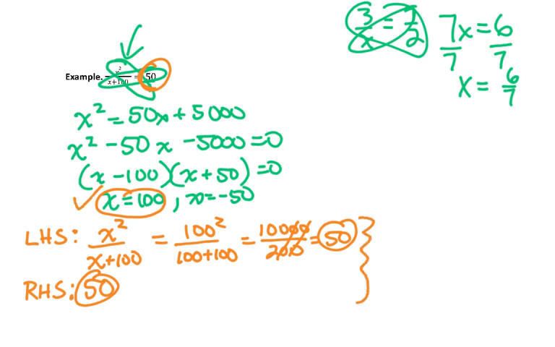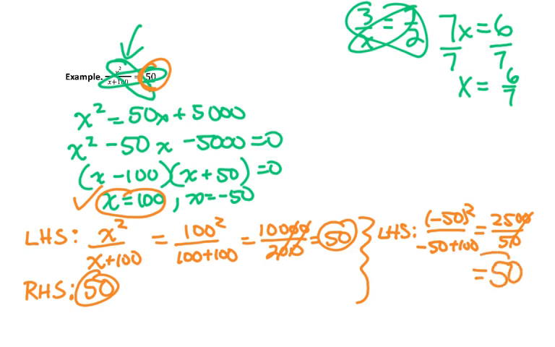And now let's check our x equal to negative 50, right? Our left-hand side will be negative 50 all squared over negative 50 plus 100. This is going to equal 2,500 over 50, and if we simplify, we will get 250 over 5, which, yes, is 50. And that 50, which is our left-hand side, will equal our right-hand side, which is 50 as well. So both answers are valid, and this problem has 2 solutions.